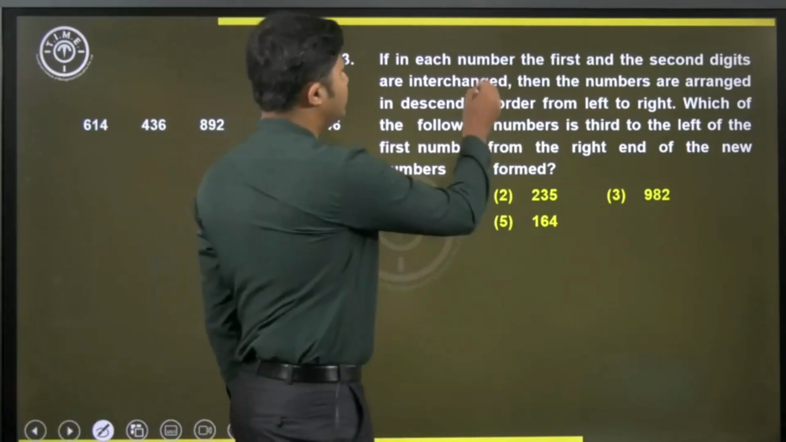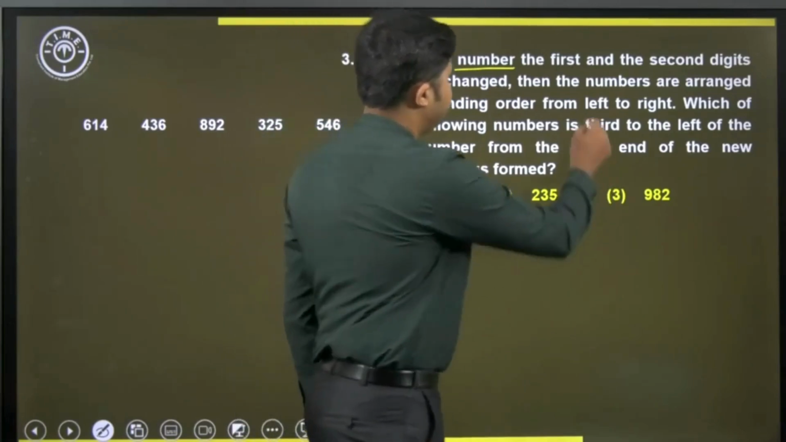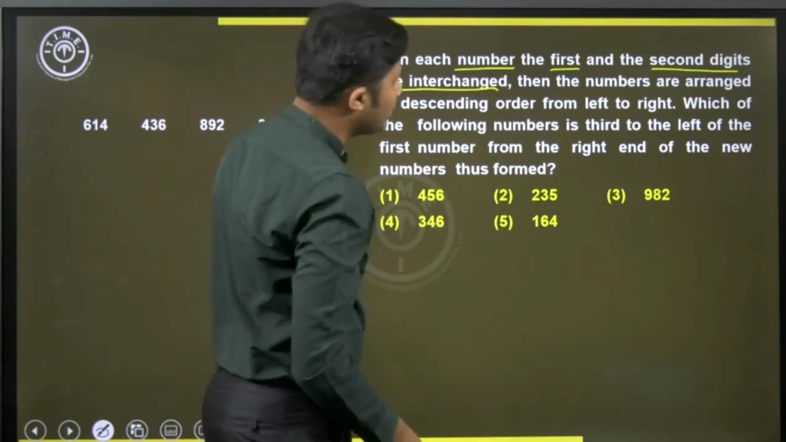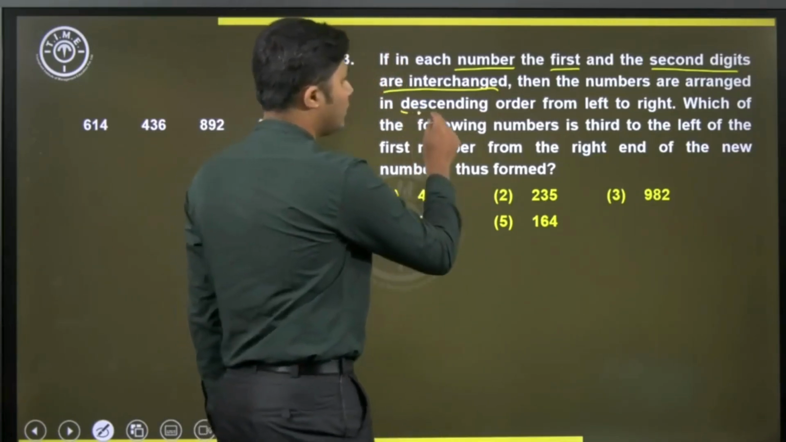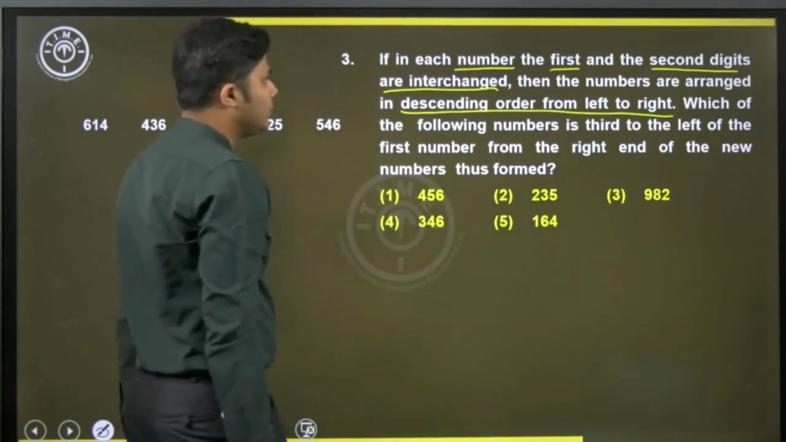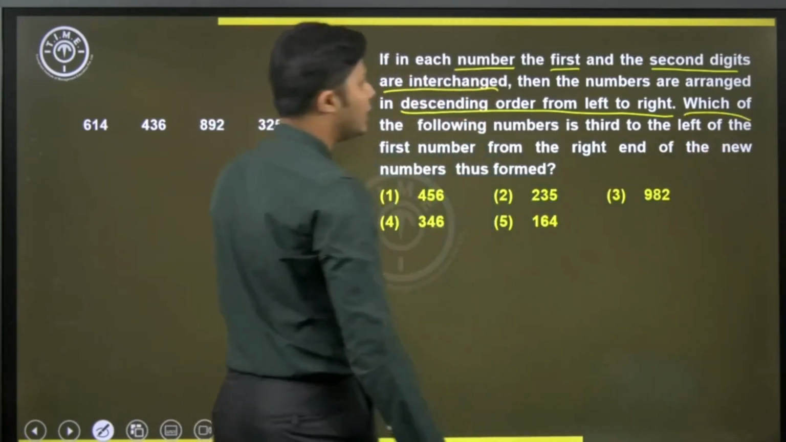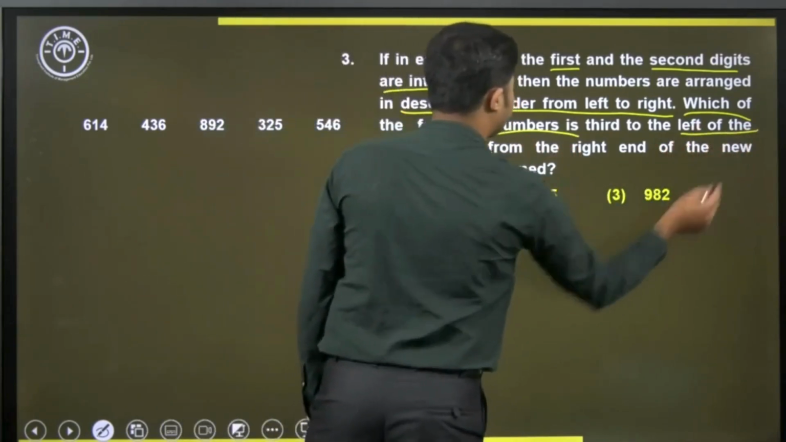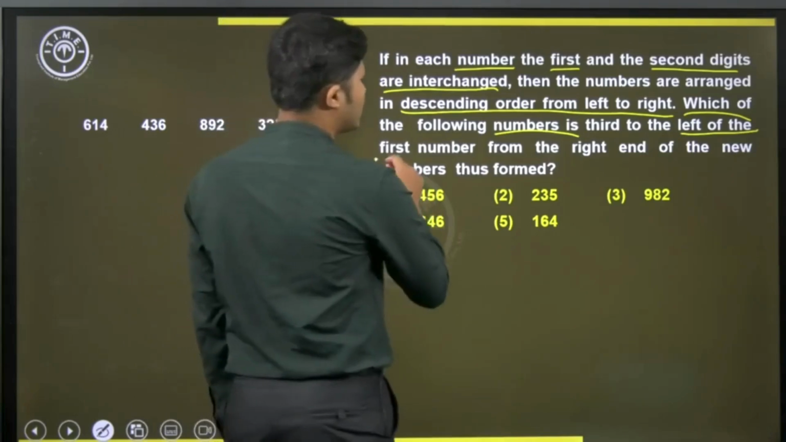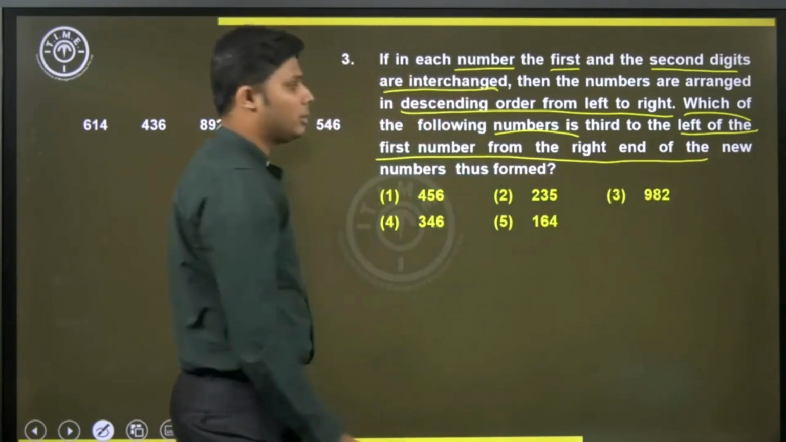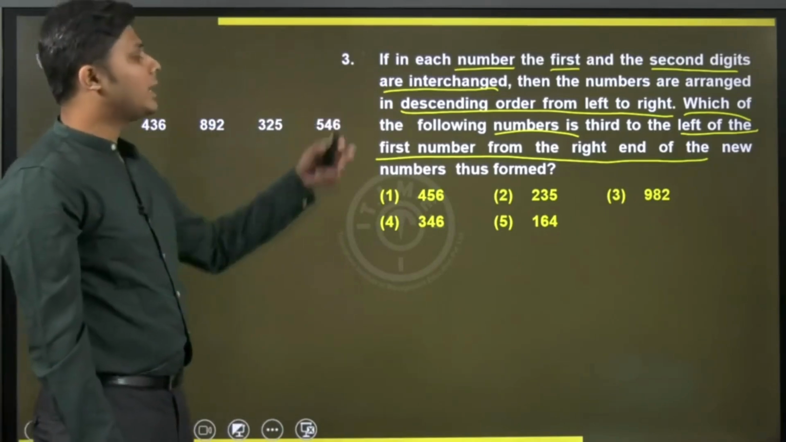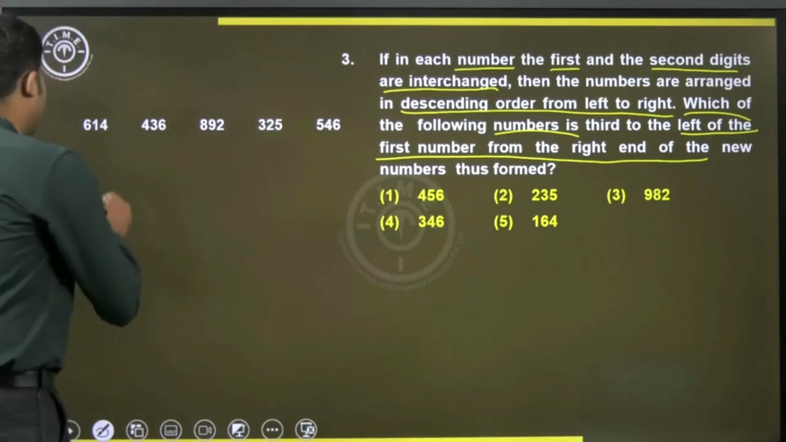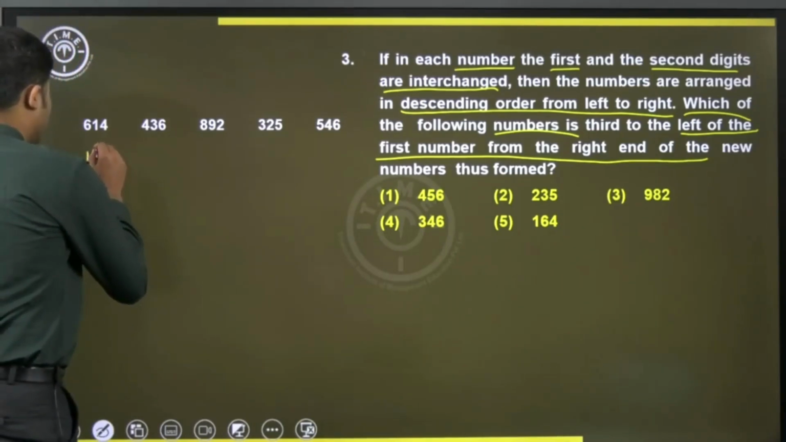If in each number the first and the second digits are interchanged, then the numbers are arranged in descending order from left to right, which of the following numbers is third to the left of the first number from the right end of the new numbers thus formed? So now let's apply the condition to all of the numbers since we have to arrange them. The first and the second digits are interchanged, so 614 would become 164.